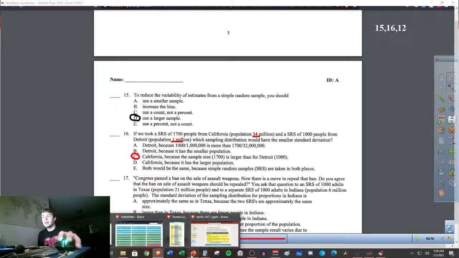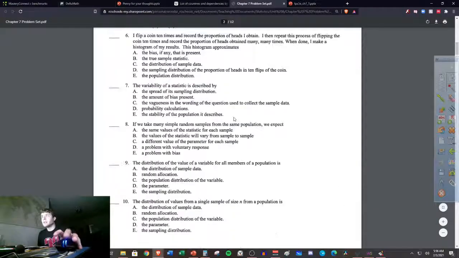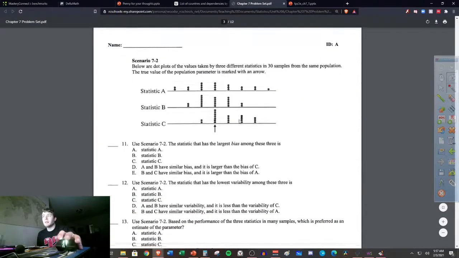All right, so we're going to look at number 12. Oh, and we can also do number 7. Number 7, variability of a statistic is described by the spread of the sampling distribution. So 7 is A on this one. That's just a definition. But let's look at what we did for 12.